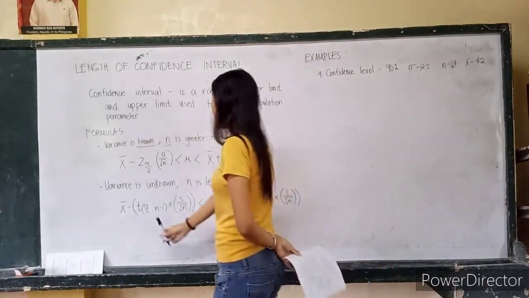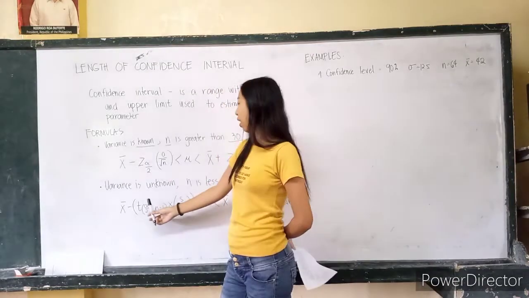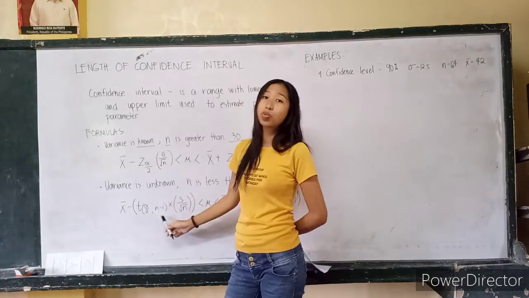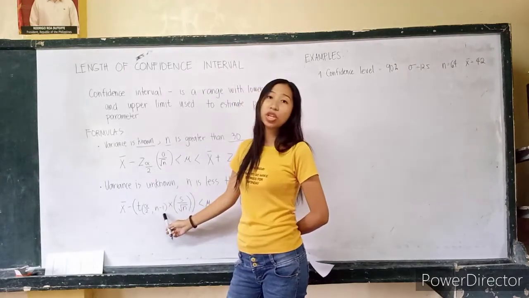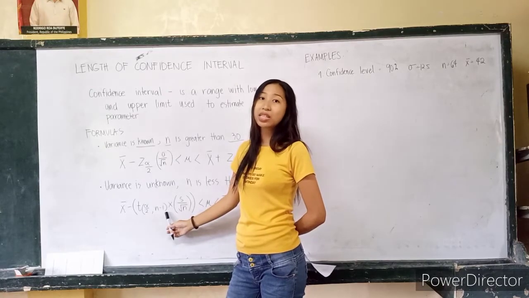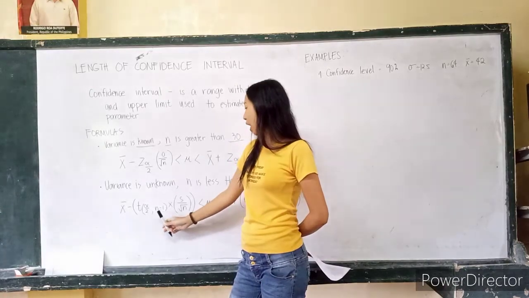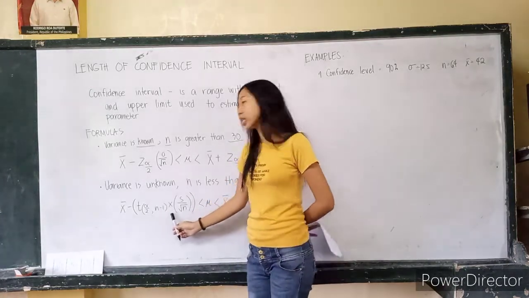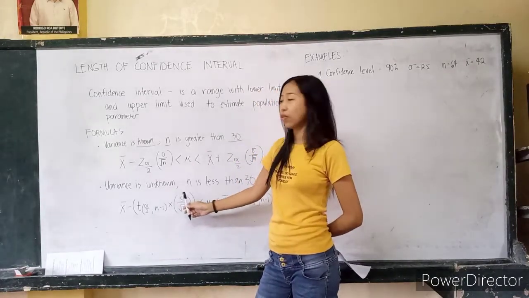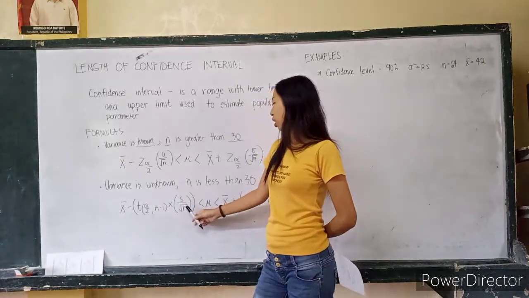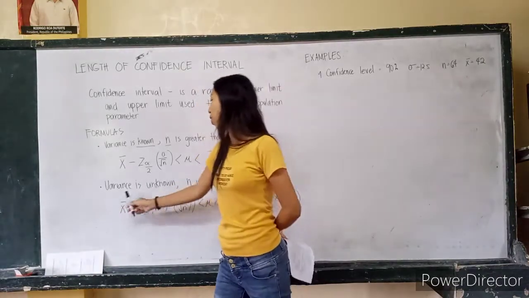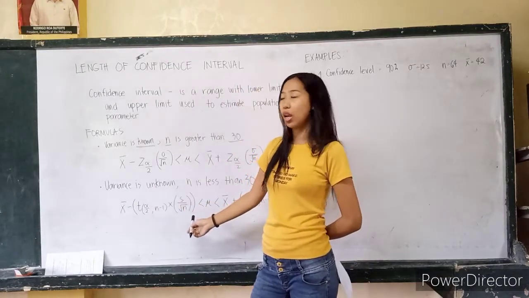So first, the alpha value divided by 2, comma, n minus 1. The n minus 1 is the degrees of freedom that we discussed in the last video. Okay? Then we multiply it by your sample standard deviation divided by square root of n or sample size.